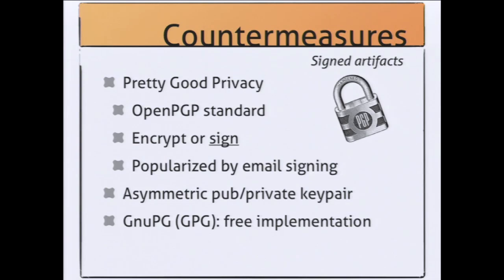And the interesting thing is that the signing is based on an asymmetric public and private key pair. So that's sort of like with SSL, right? But it's also different. We'll see that later. But you generate your own private key if you want to sign artifacts, and you publish your public key so other people can verify it. Now, as I said, there's a free implementation. The one that I'll show is GNU PG, GPG, the free implementation of PGP. And we can use that to verify our Maven artifacts.